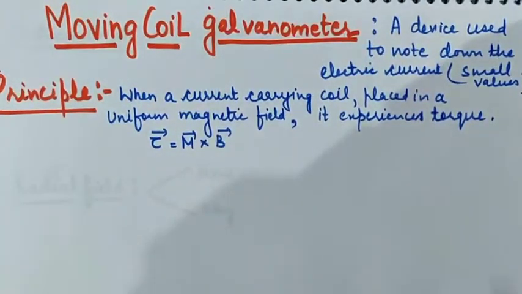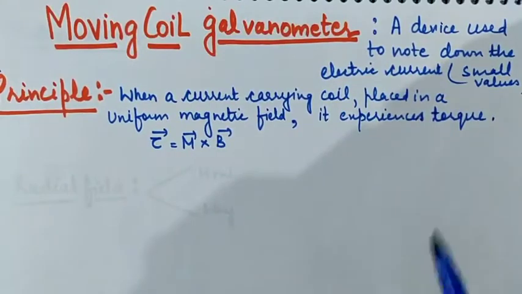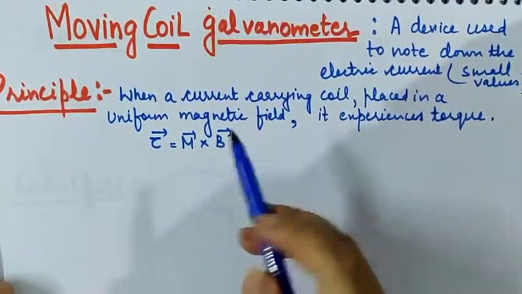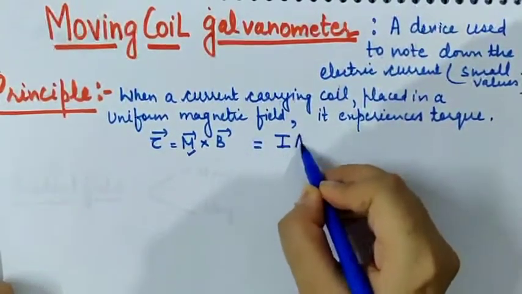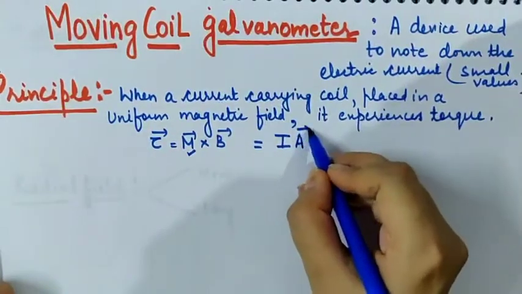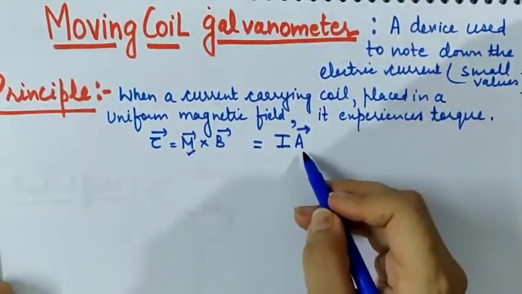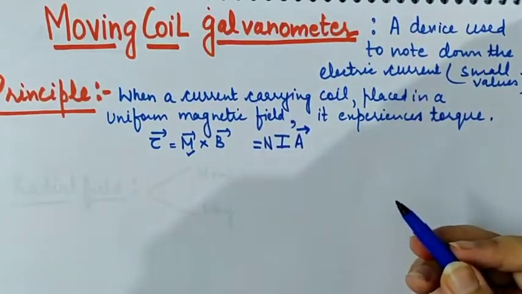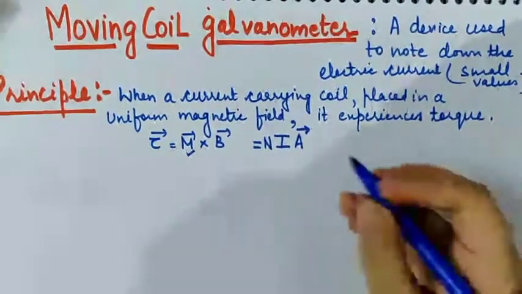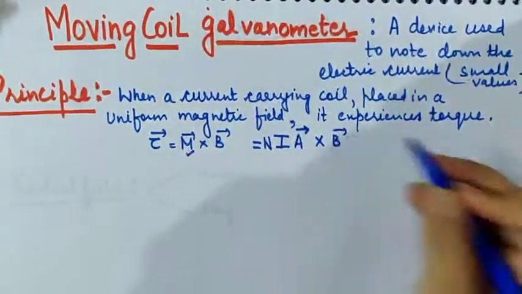Whenever a current carrying coil is placed in a magnetic field, it experiences a torque, right? That torque is given by M cross B, where M is the magnetic moment, and magnetic moment is written as current into area, and area is a vector quantity. That's why M can be written as I A vector. Similarly, if the coil has N number of turns, we multiply by the number of turns, writing it as N I A cross B.